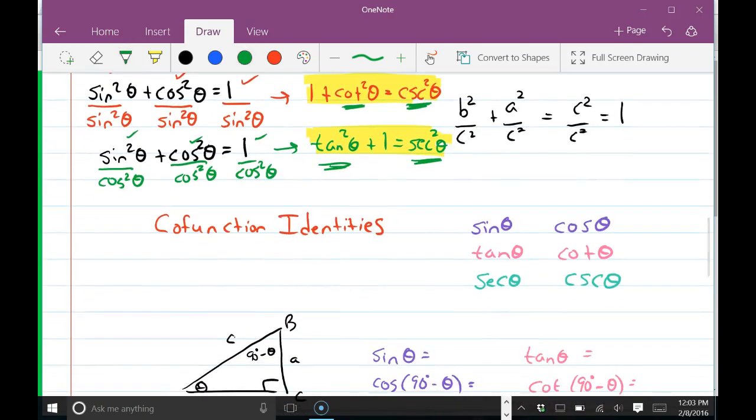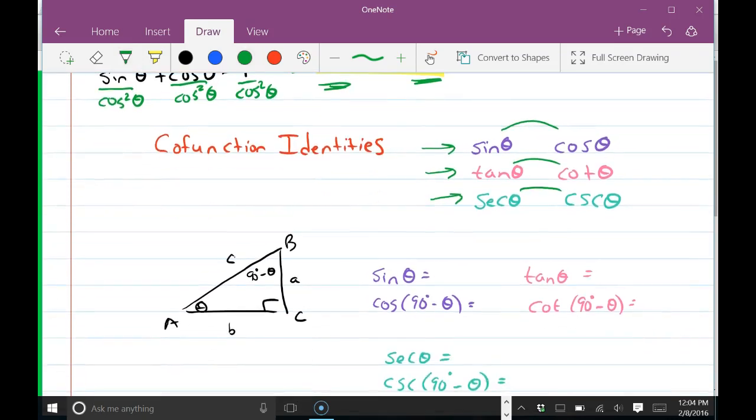Okay, the last identities are the cofunction identities. Thinking about it, maybe I should have done these first. But let's just go with this. If I place the word co in front of sine, I get cosine. If I place the word co in front of tangent, I get cotangent. And if I place the word co in front of secant, I get cosecant. So these pairs, which I've put in the same color, are what we call cofunctions.